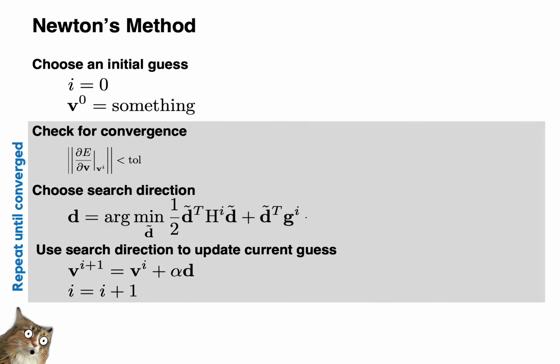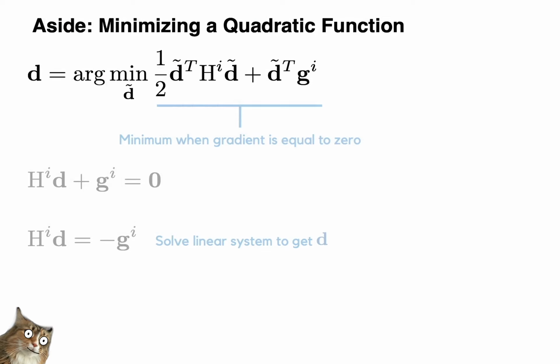Plugging this back into our Newton's method algorithm makes things look a little better, but we still need an efficient way to minimize this quadratic function. Fortunately, minimizing quadratic functions is not too difficult. Here's our quadratic function, and we can find a minimum by searching for d tilde such that the gradient of the function is 0. Because this function is quadratic, the gradient is linear, meaning that we can compute our search direction by solving a single linear system, which involves the local Hessian and gradient of the energy function.